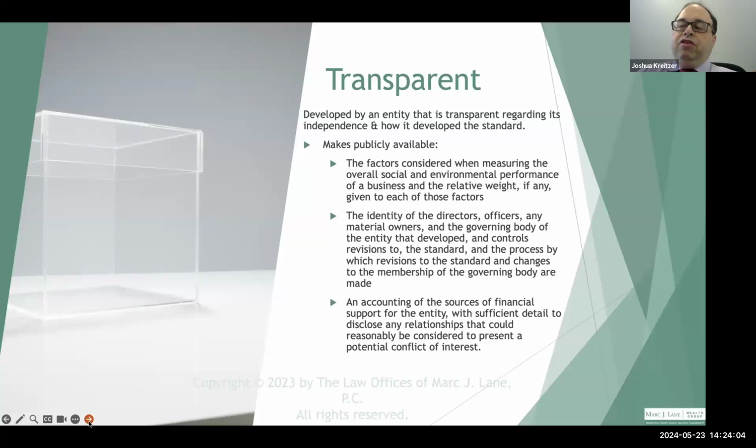And the standard must be developed by a third party that is transparent as to how it developed the standard and why it is independent. It must make available the following information about the standard. One, the factors considered when measuring the overall social and environmental performance of a business, and the relative weight, if any, given to each of those factors. Two, the identity of the directors, officers, any material owners, and the governing body of the entity that developed and controls revisions to the standard, as well as the processes by which revisions to the standard and changes to the membership of the governing body are made, and an accounting of the sources of financial support for the entity with sufficient detail to disclose any relationships that could reasonably be considered to present a potential conflict of interest.